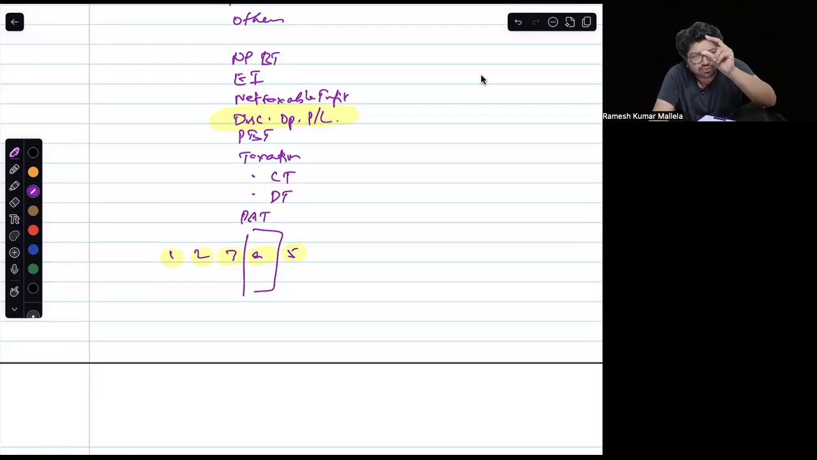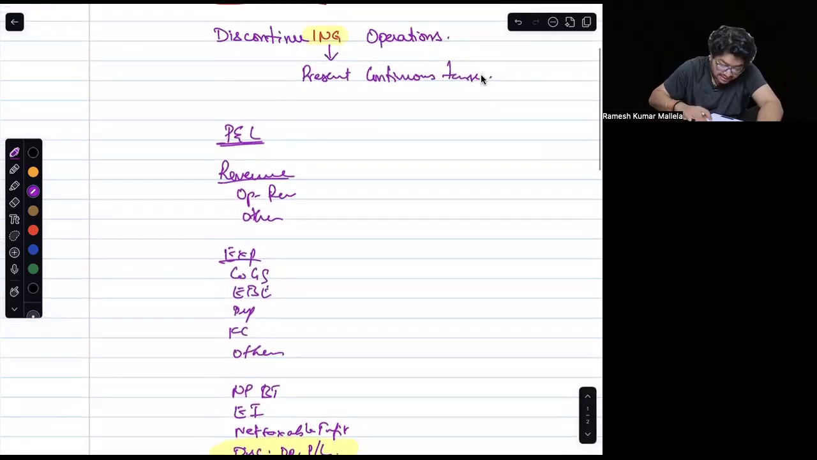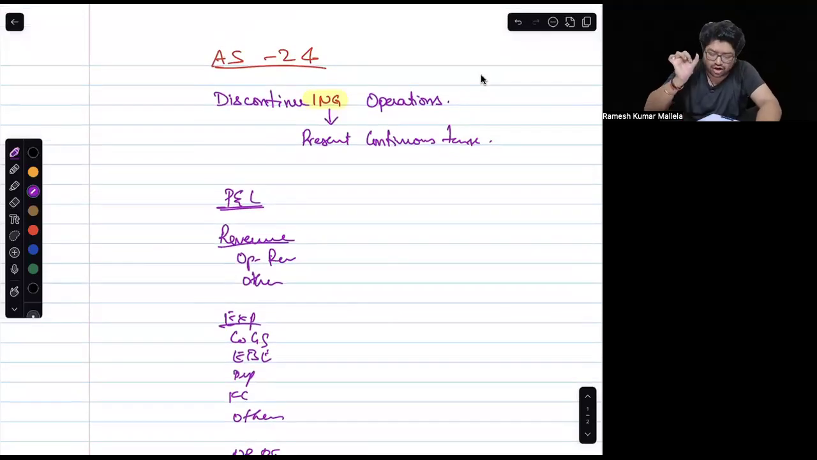So you need to completely plan that entire phasing out process. Therefore, what AS 24 stated is, I don't want you to call it discontinued operations, because you have not yet discontinued. You took the decision to discontinue, but you have not yet discontinued. In which case, I want you to call it a discontinuing operation.